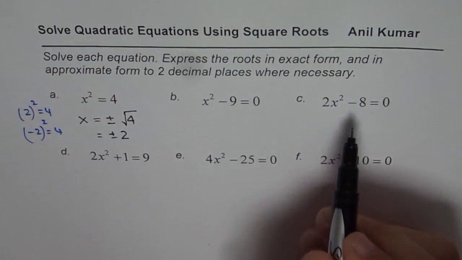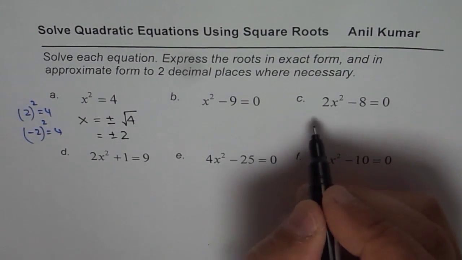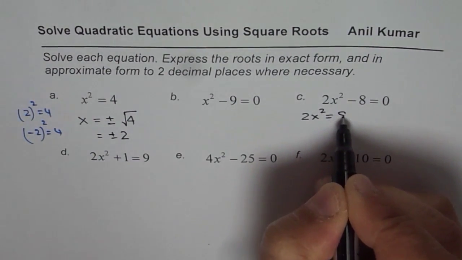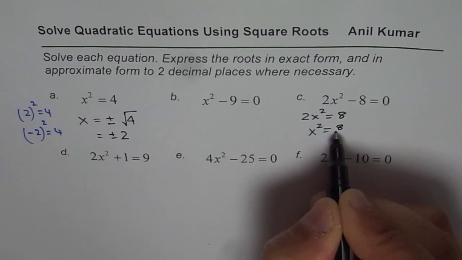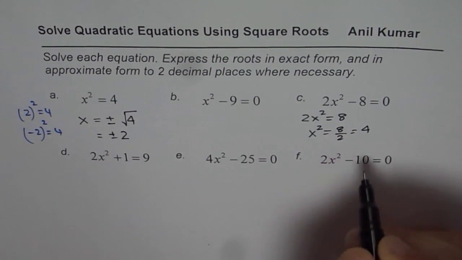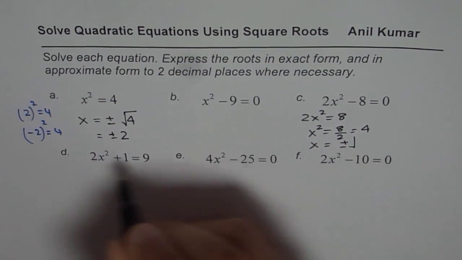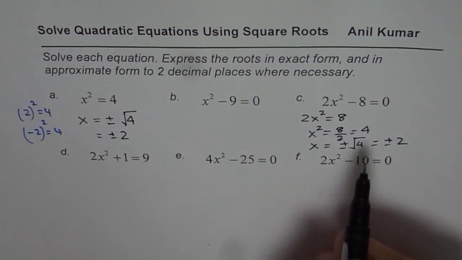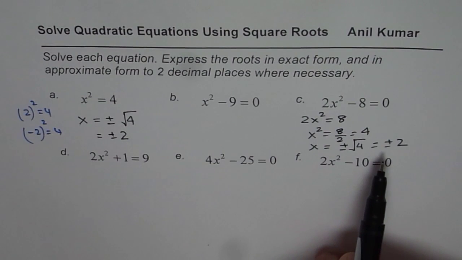Let me show you part C now, which is 2x squared minus 8 equals to 0. In this case, what we can do is we can rearrange the equation. So we get 2x squared equals to 8. Then we can divide by 2, right? So we have x squared equals to 8 divided by 2, which is indeed 4, and now we can square root it, so we get x equals to plus minus, as we did here, of 4, so we get the answer as plus minus 2, right? So you could rearrange, divide and get, but please don't forget to write plus and minus. Both are very important, right?